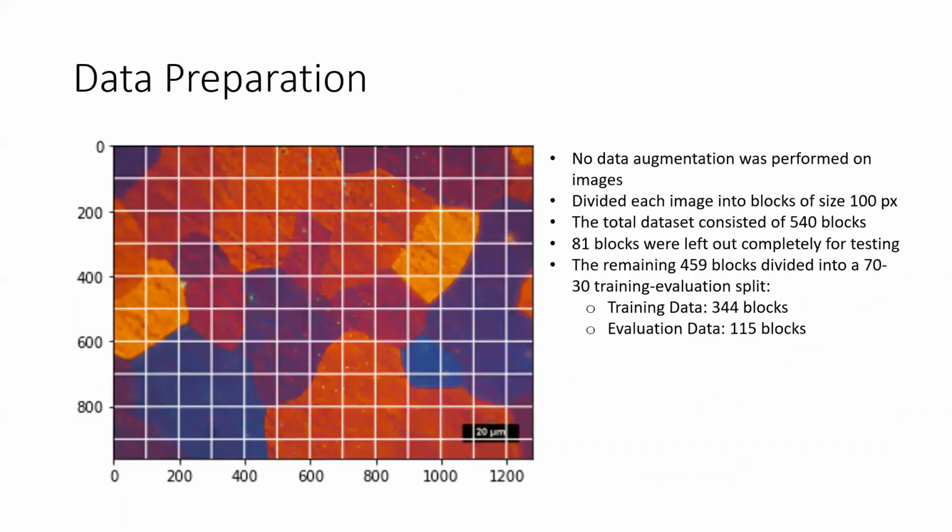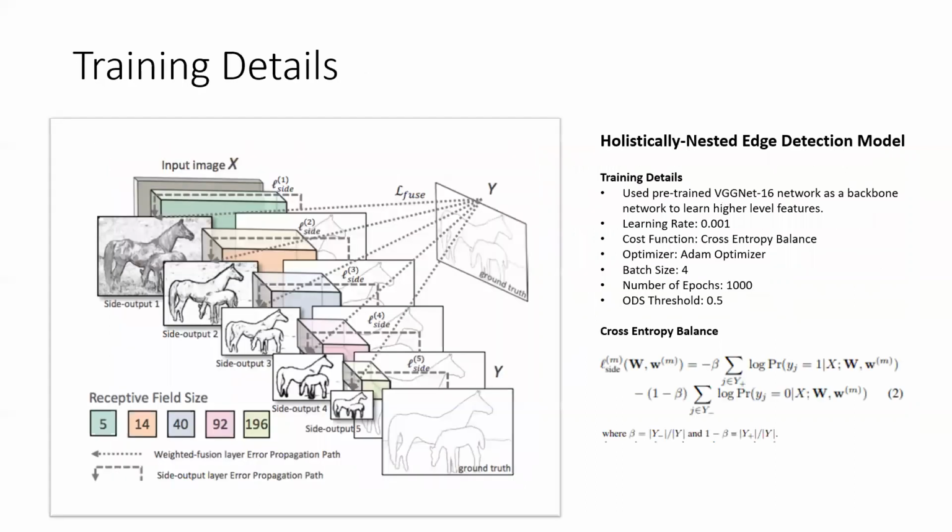To facilitate training, I sliced each of the aforementioned samples into blocks of 100 by 100 pixels in size. I believe this would make it easier for the model to determine edge features as well as also artificially inflate the size of the dataset. This process created 540 block images, 81 of which were used solely for testing, and the remainder was divided into 70% training and 30% validation.